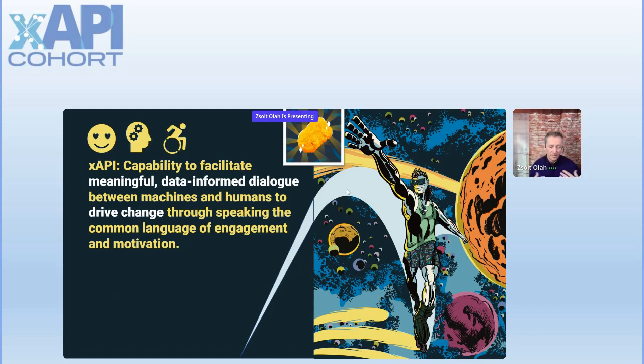And so what I want to leave you with is, obviously you're reaching for the sky and you have the chicken nugget. If you can get the chicken nugget, I think xAPI is still very good for bringing the capability to facilitate meaningful data-informed dialogue between machines and humans to drive change through speaking the common language of engagement and motivation.